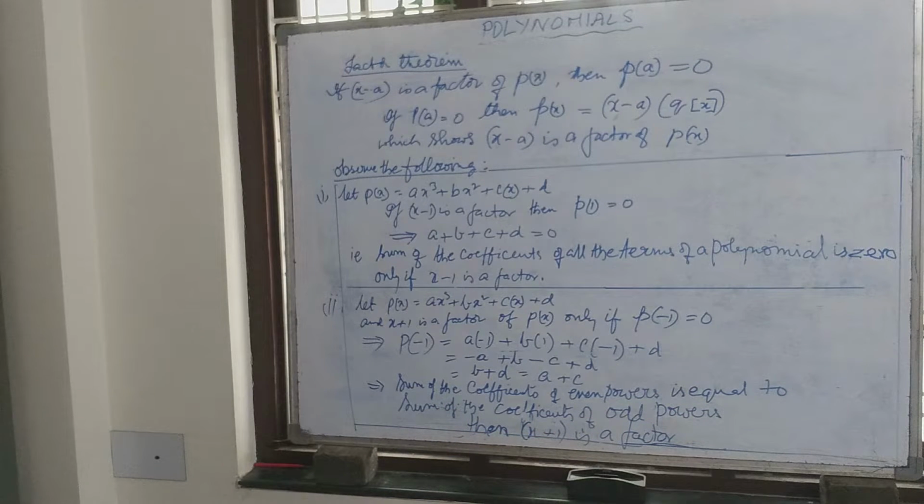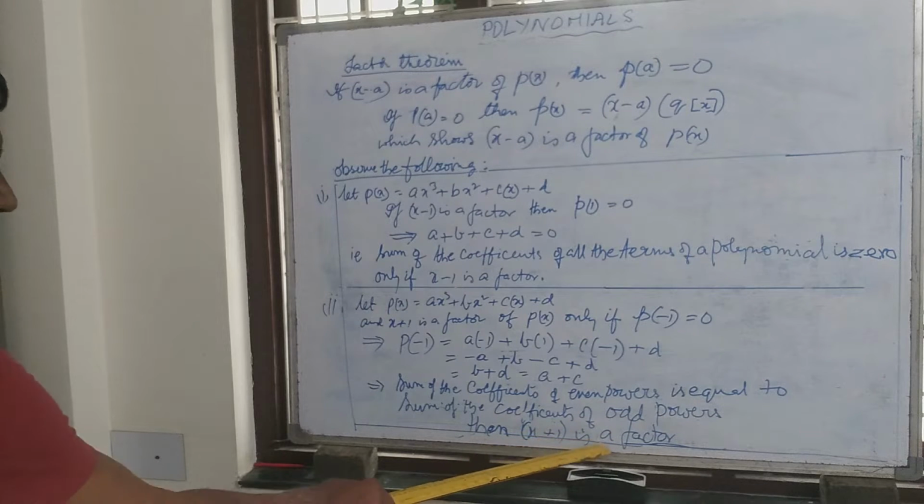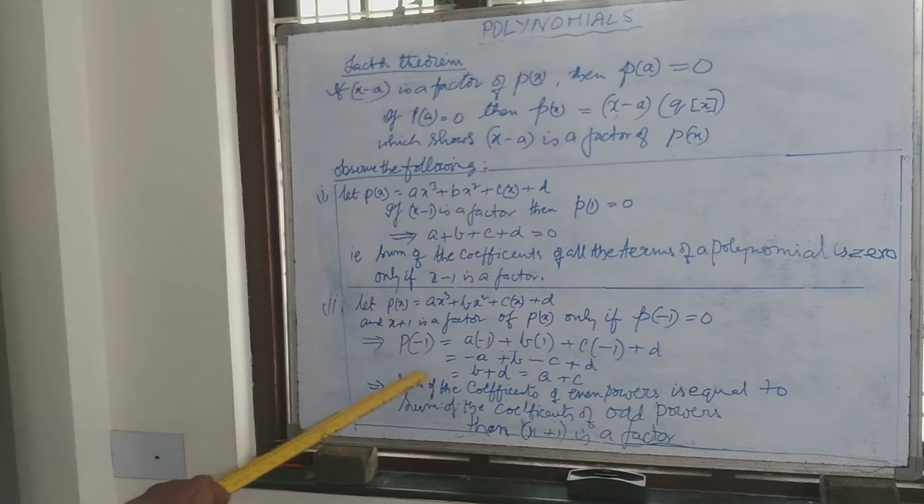So this is also a way, without any calculation, to find whether x + 1 is a factor or not. Just simply find the sum of the coefficients of odd powers and the sum of the coefficients of even powers. If both sums are equal, then you can say that x + 1 is a factor. Again I am telling you, if the sum of the coefficients of even powers is equal to the sum of the coefficients of odd powers, then x + 1 is a factor. These are the two important points to note. These two will be useful in factorizing polynomials in future.